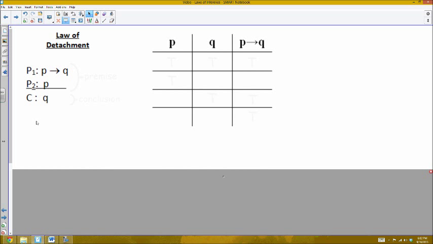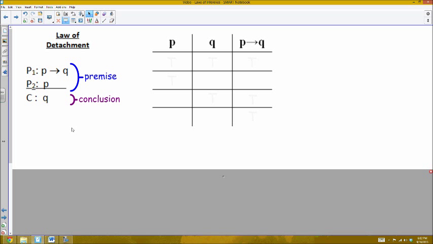So here's an example of a basic argument. Now, the first two pieces of this argument, denoted with a capital P1 and a capital P2, are basically the premise of this argument, and the portion denoted with the C is the conclusion of this argument. This is a special argument. It's actually one of our laws of inference. It's called the Law of Detachment.